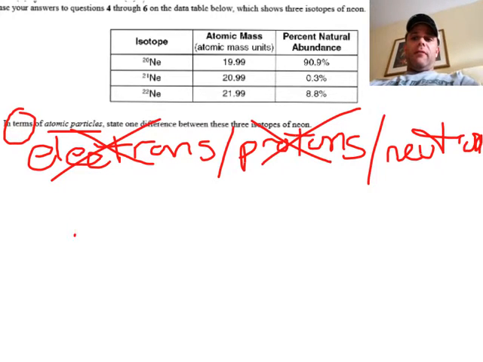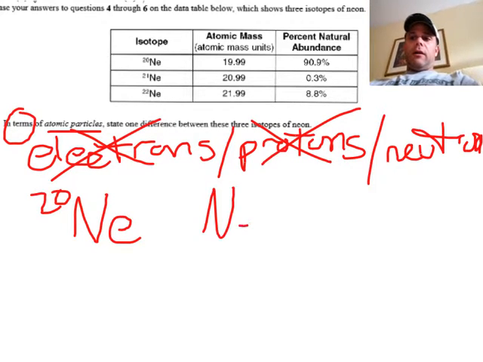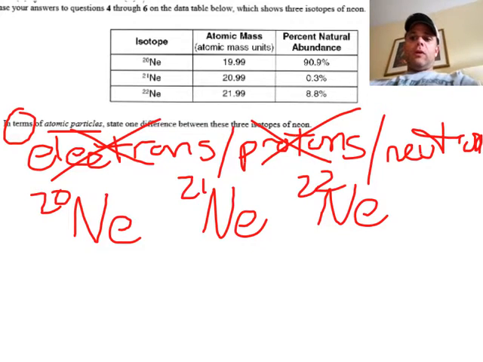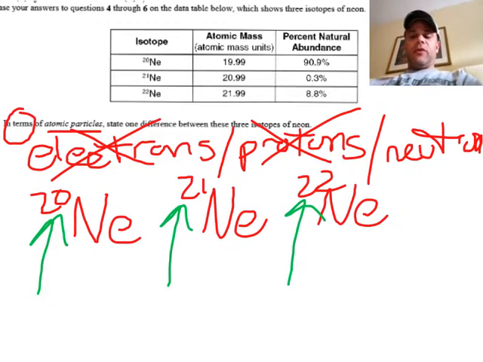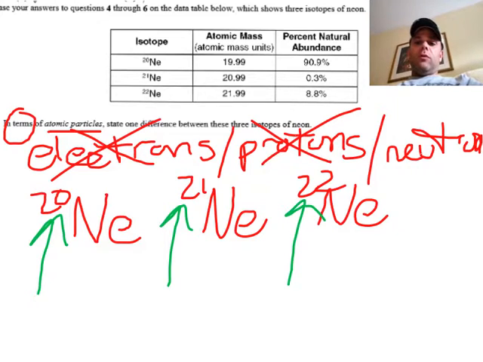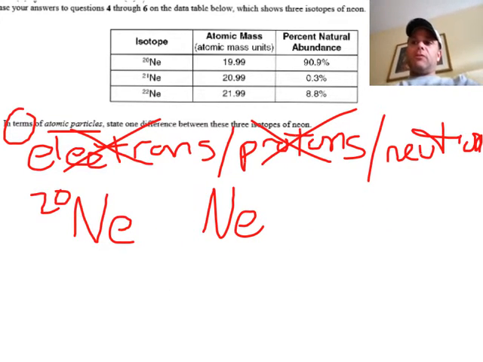So here we have neon 20, neon 21, and neon 22. What would allow for these mass numbers to be different? Well, it has to be a difference in the number of neutrons. So let's go back to the question. I'll undo this, clean up my screen a little bit.